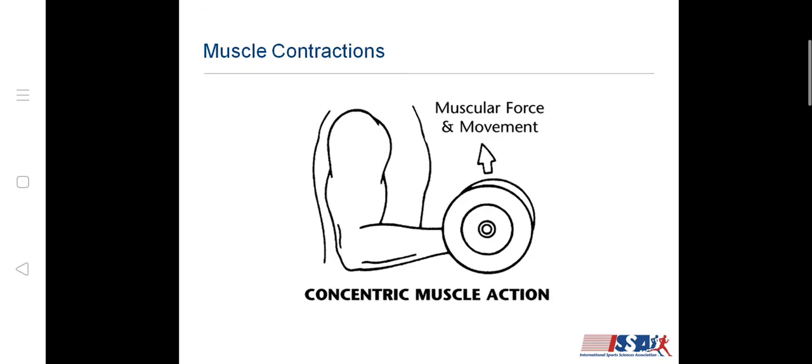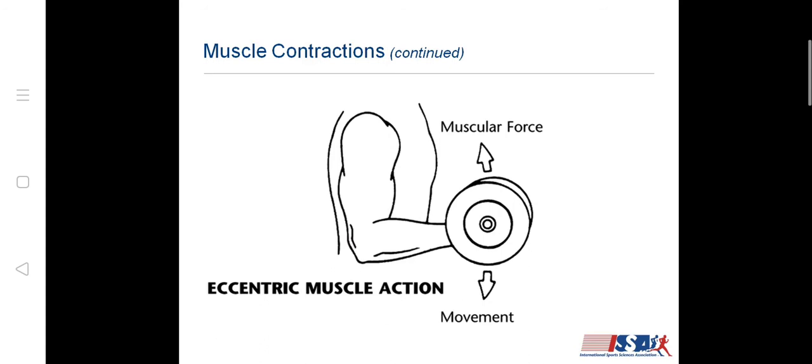We will begin our study of kinesiology by discussing muscle contraction. There are three main types of muscle contractions: concentric, eccentric, and isometric. In a concentric contraction, the muscles shorten to produce movement. The shortening of the biceps in a biceps curl is an example of a concentric contraction. In a concentric contraction, the muscular force and movement are in the same direction.